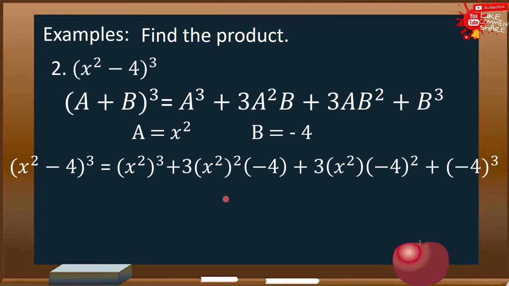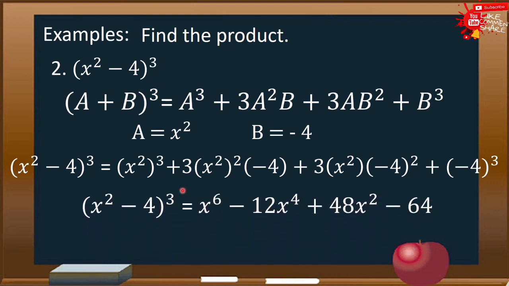Then let us simplify this. So we will get here the cube of x squared. So it means x squared times x squared times x squared. So unahin muna natin yung x squared times x squared. So what is x squared times x squared? So i-add lang natin yung exponent of the same base when it comes to multiplication. So magiging x raised to 4. And then x raised to 4 times x squared. So it will become x raised to 6.